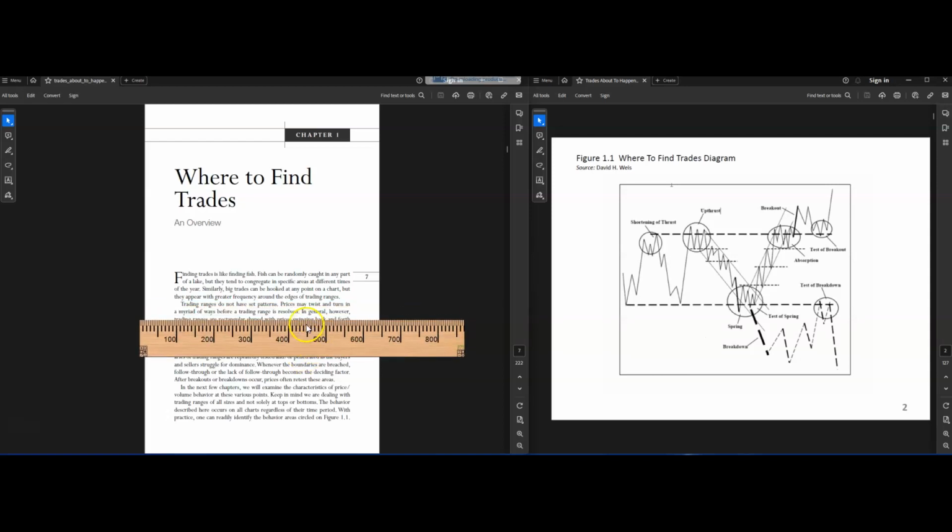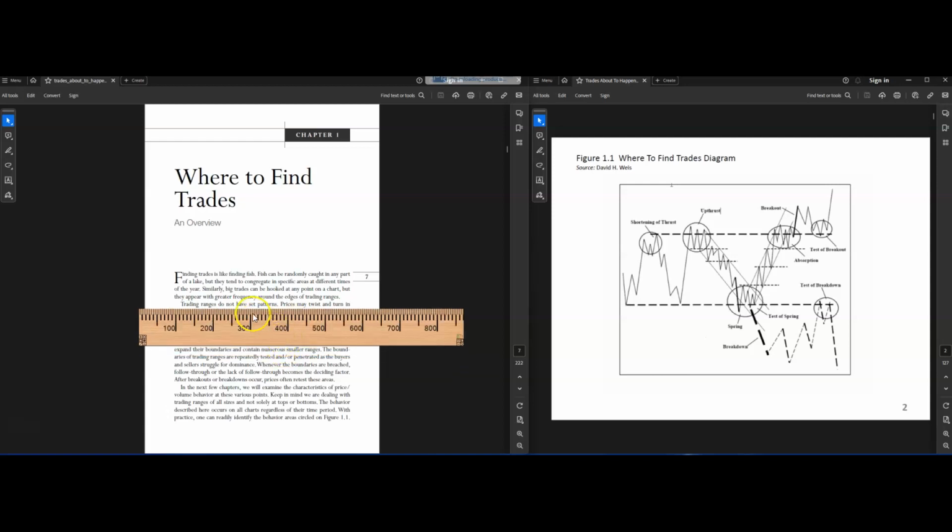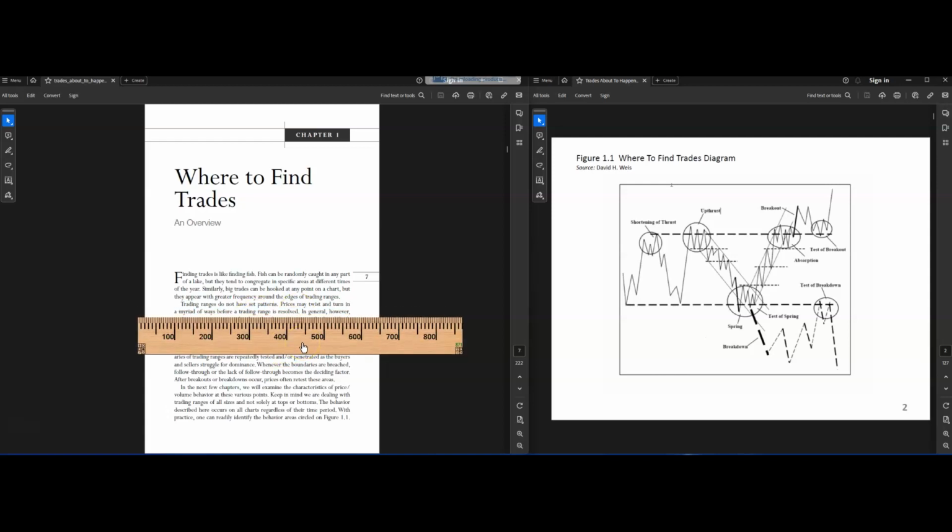All right, now trading ranges do not have patterns. Price may twist and turn in a myriad of ways before it's resolved. So when you have a trading range, he said it doesn't have patterns, but we know that you have flags and all of that going from the high to the low, like you have bearish formations and all of that. But it's better to focus on levels than it is to focus on the patterns.